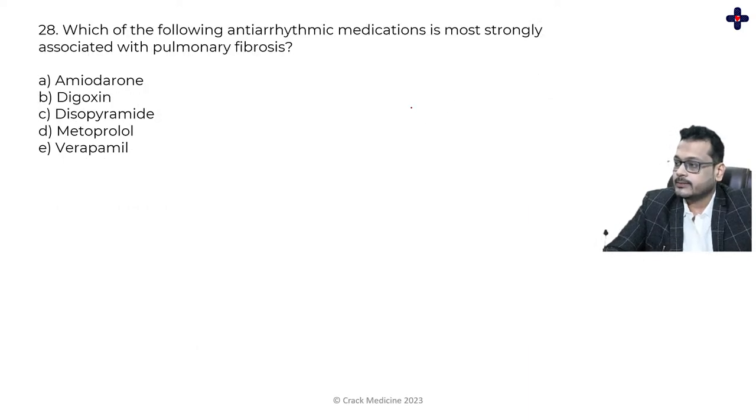Moving on to the next and one of the important questions of the evening. Which of the following antiarrhythmic medications is most strongly associated with pulmonary fibrosis? Now, why I am saying this is important is because this question has been repeated a lot in the exam. So you definitely need to know this one, guys. You're absolutely right. The correct answer is amiodarone.